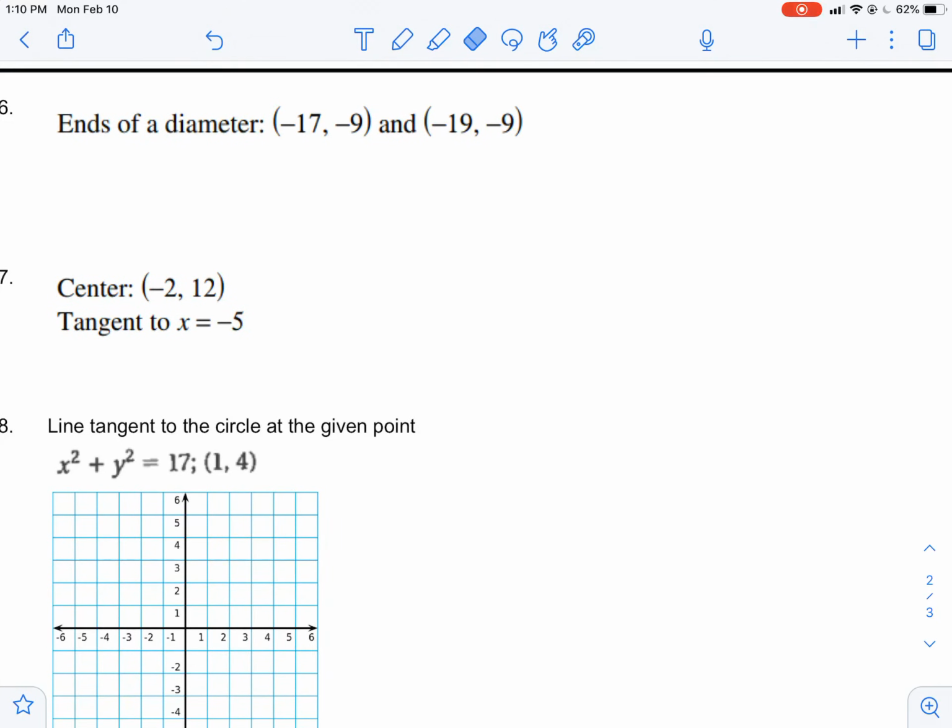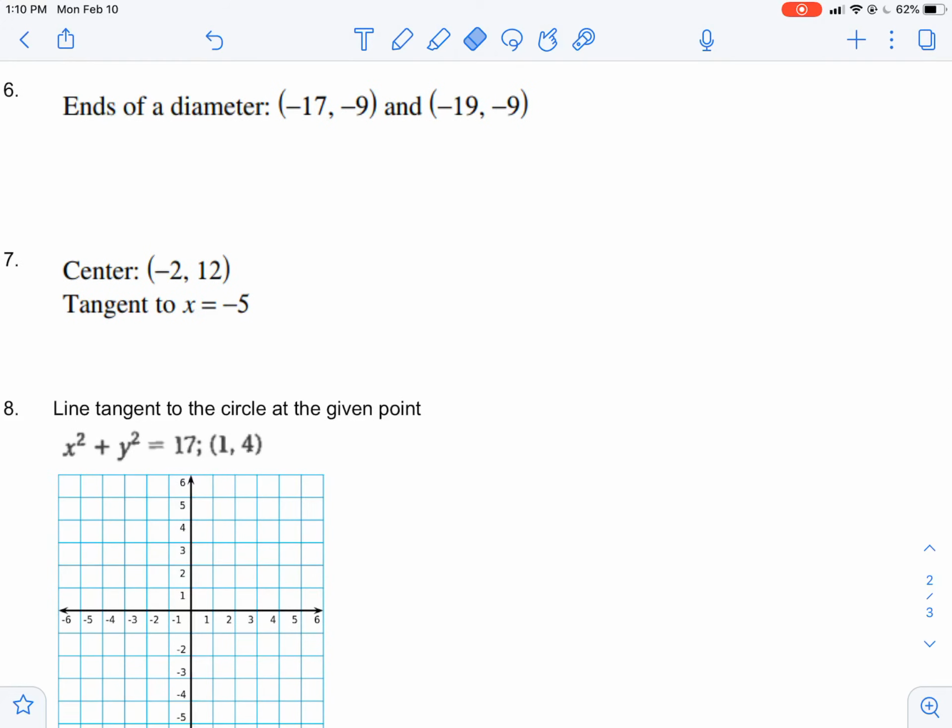Okay, welcome to part 2 of our video that we were doing on writing equations for lines. So we're going to go ahead and jump into a couple more here.